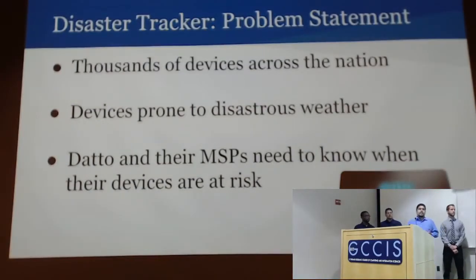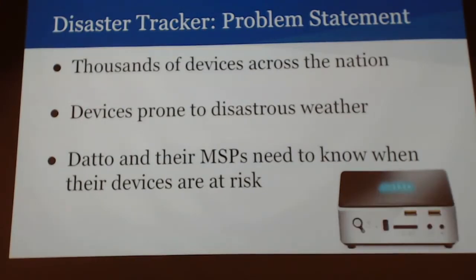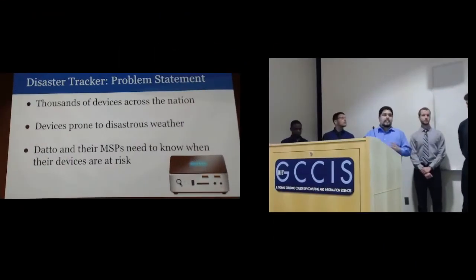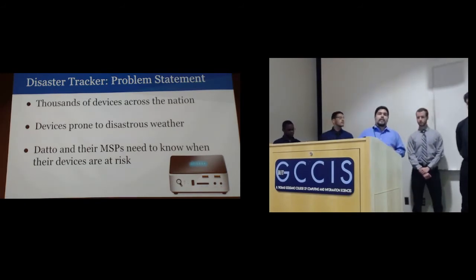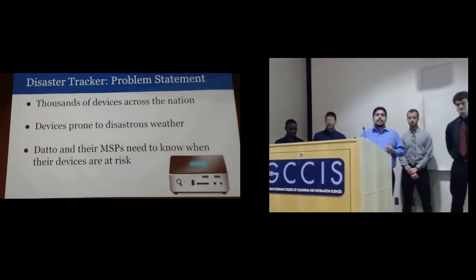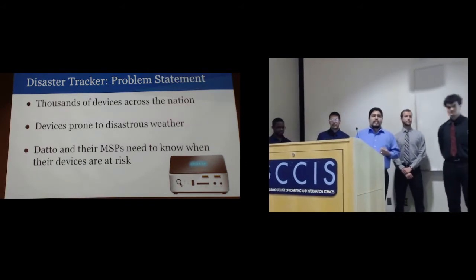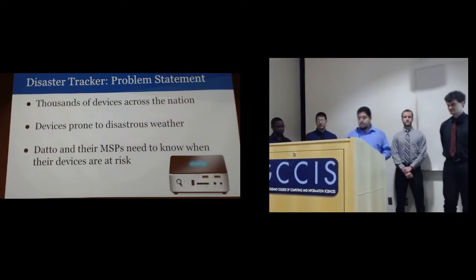Datto has thousands of devices across the nation, all of which are prone to disastrous weather. A storm could knock out the power, a flood could damage the devices, anything can happen. Because of this, Datto and their MSPs, their managed service providers, wanted a way to know beforehand when their devices were at risk and then take the appropriate measures to reduce the damage, hence the more proactive approach.